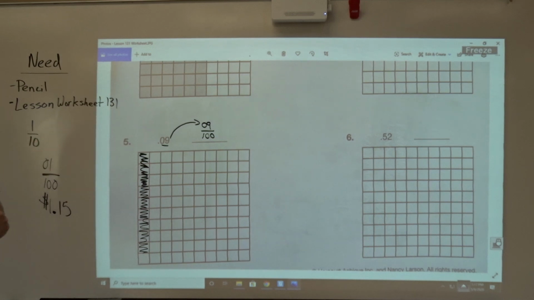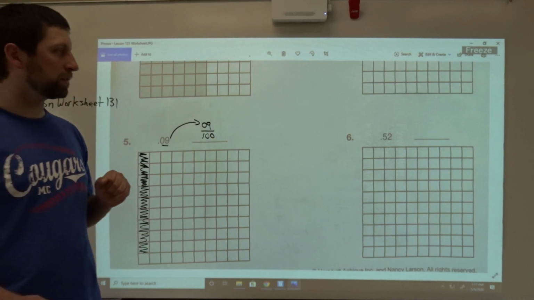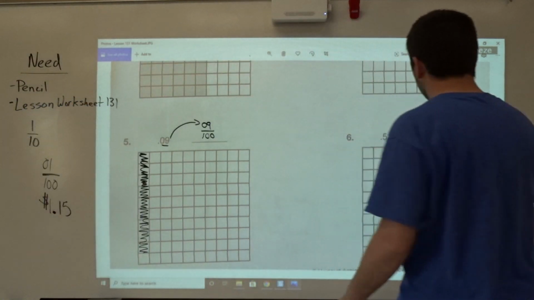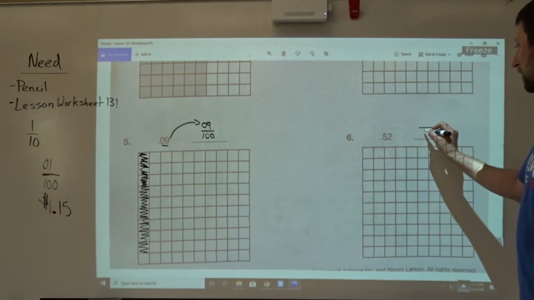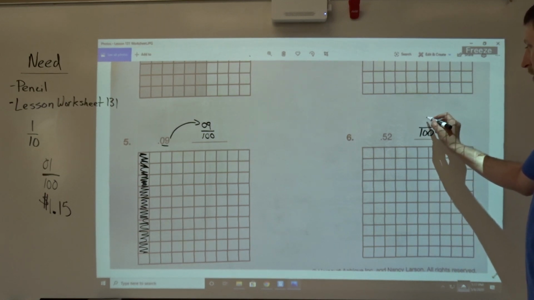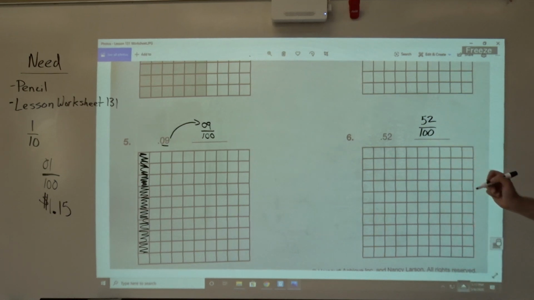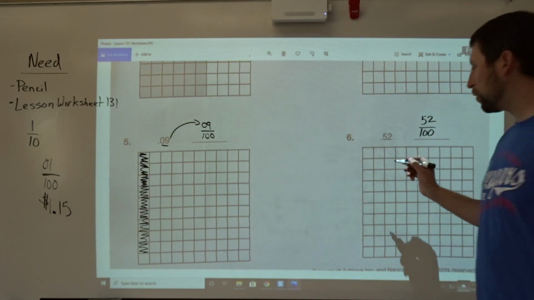And I'll go to number 6 next. Number 6 says 52 hundredths. I need to write the fraction. So we have 100 total pieces. And then here we have 52 hundredths. So there's the fraction. We should shade in 5 full rows.